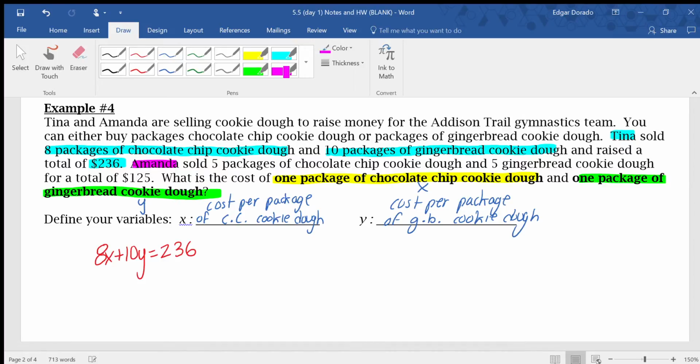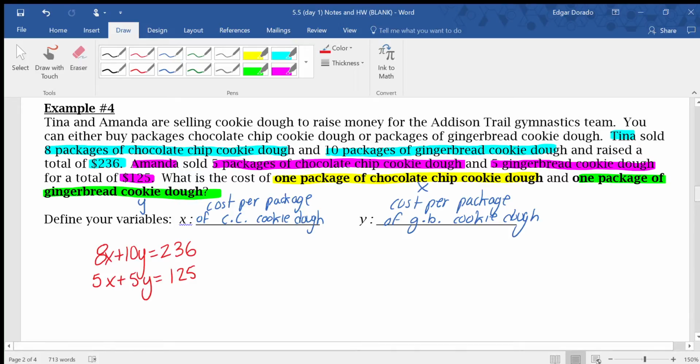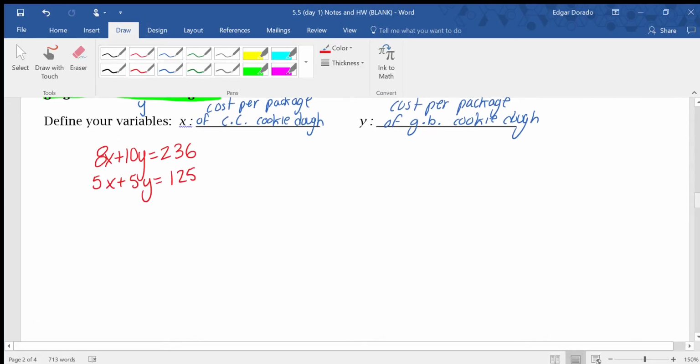All right, next scenario. We have Amanda. So Amanda sold 5 boxes of chocolate chip and 5 boxes of gingerbread for a total of 125. So yet again, 5x plus 5y equals 125. Okay, cool. So again, let's go through the motions here. Can I add these two right away to cancel each other out? No. Okay, well, that didn't help us.